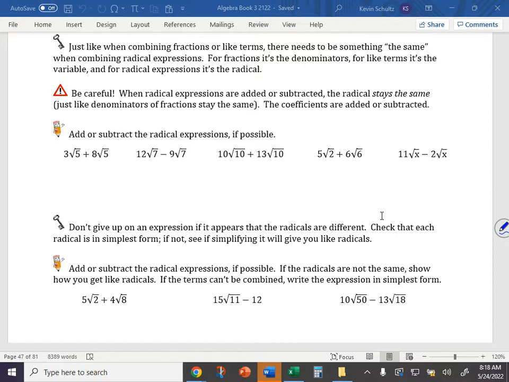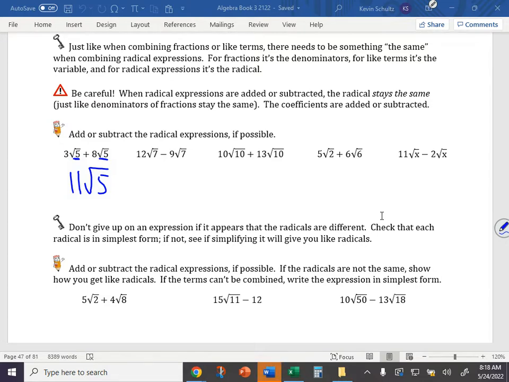Just like in fractions, these roots have to be the same. And when we add them, they don't change, because what these coefficients tell us is how many root 5s we have. You've got 3 of them. You get 8 more of them. Total, you have 11 root 5s. So just like numerators of fractions, the coefficients get combined, and the roots stay the same.